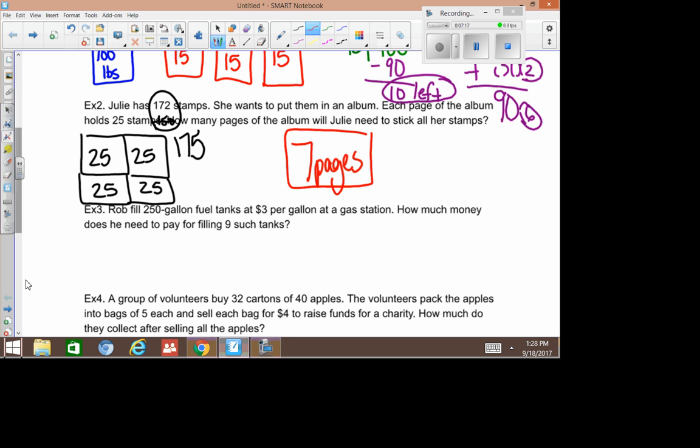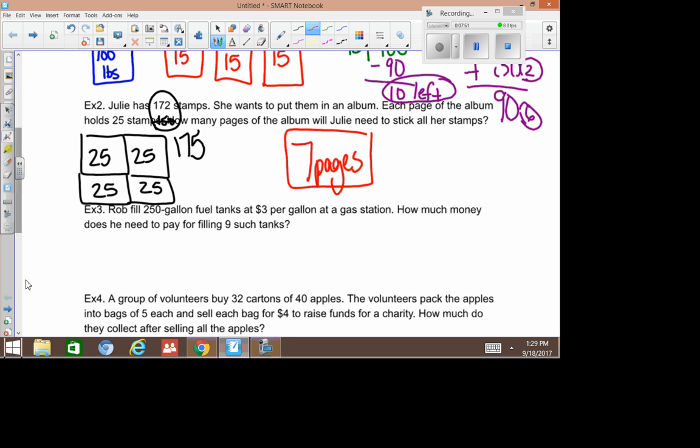So look, Jack, I have 25 on this page, and then I have another 25. That makes 50, then 75, 100, 125, 150. Well, I got to 150, but I have to get to 172. Otherwise, those 22 extra stamps are just going to be hanging out in my room and probably lost, right? So I have to add that 7th page to put those extras on. Does that make sense now?